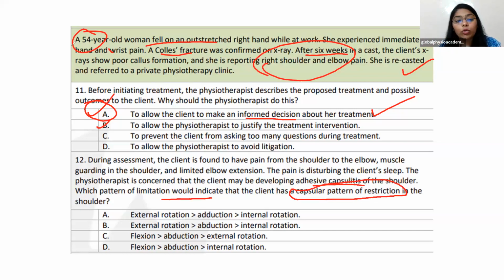Give me the answer. Giving the answer is not a punishment. I prefer my students always give the answer. If you give a wrong one, you get the clarification, and if you get the right answer, it is good. So always give the answer. Very good. I am happy, so far everyone gives the correct answer. The capsular pattern is external rotation more limited than abduction, then internal rotation. So this is a scoring question. Got it? That is the way the vignette is asking.